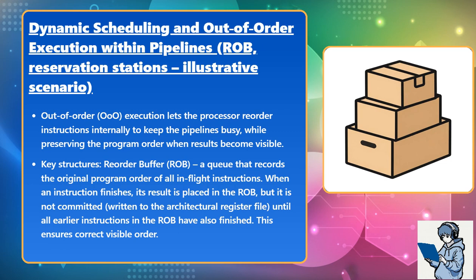When an instruction finishes, its result is placed in the reorder buffer, but it is not committed, written to the architectural register file, until all earlier instructions in the buffer have also finished. This ensures correct visible order.